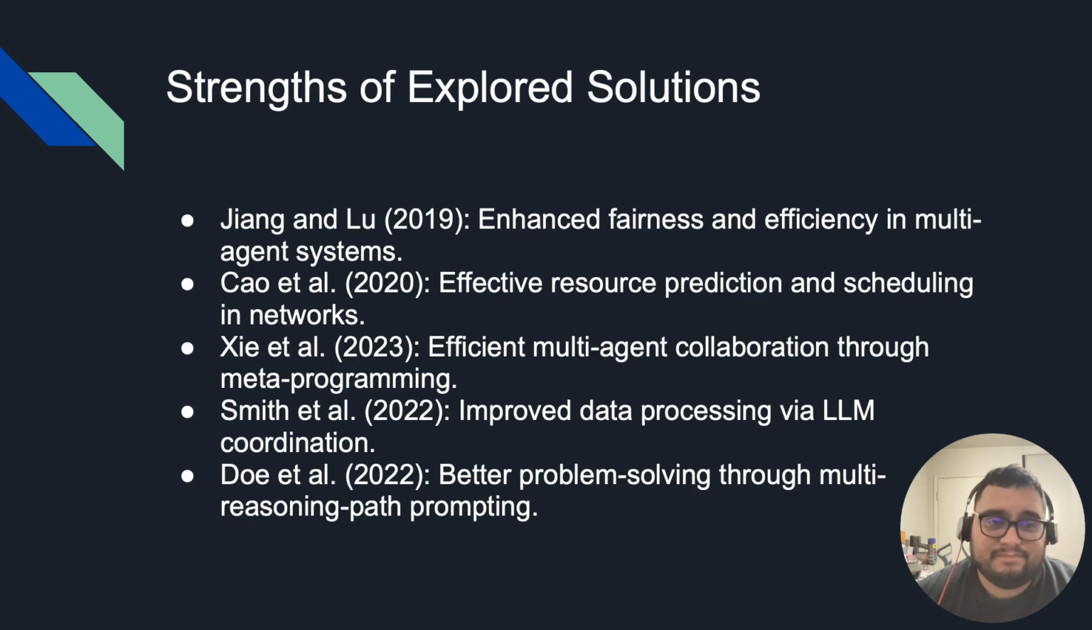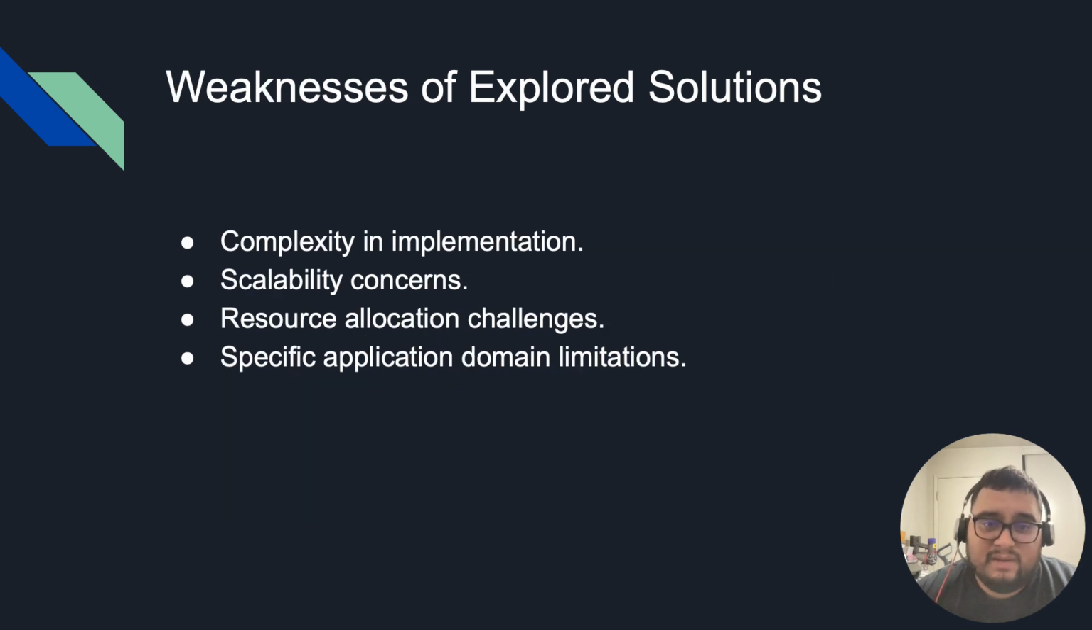So the strengths of these explored solutions is that it enhanced fairness and efficiency in multi-agent systems. It allowed for effective resource prediction and scheduling. It allowed efficient multi-agent collaboration through meta-programming, improved data processing, as well as allowed for better problem solving through multi-reasoning path prompting. So the weaknesses include implementation complexity, scalability concerns, resource allocation challenges, as mentioned earlier, and there's definitely limitations on the specific domains.